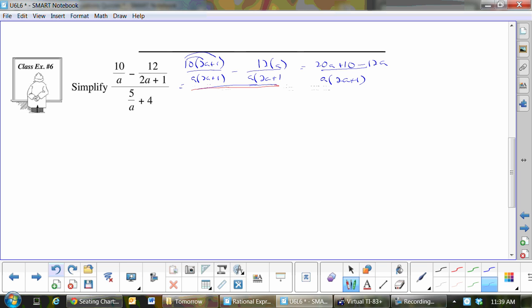Now, someone in the last class right away said, I'll take out a common factor at the top. Yeah. But let's actually combine the like terms first, because we can get the a's together, right? So that's going to be 8a plus 10 all over a times 2a plus 1. Okay? Now I can take out a common factor, right? Which would be, take out a 2, which would be 4a plus 5 all over a times 2a plus 1.